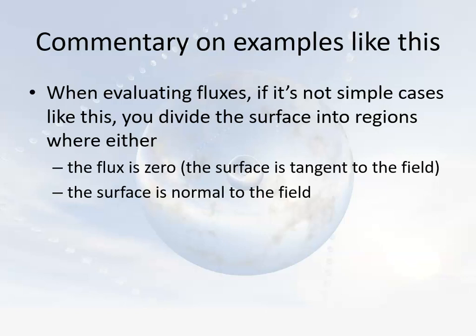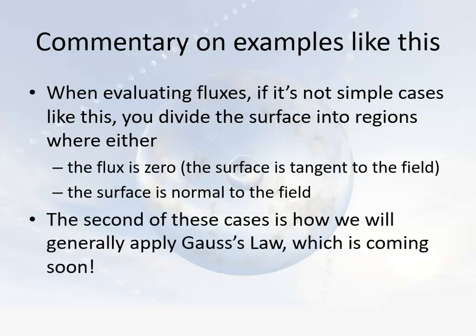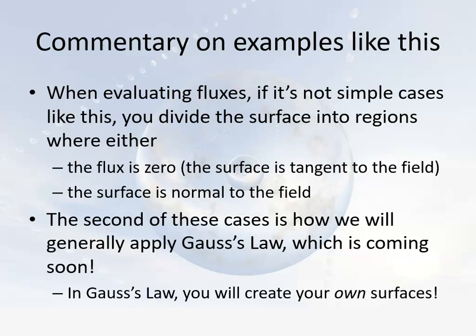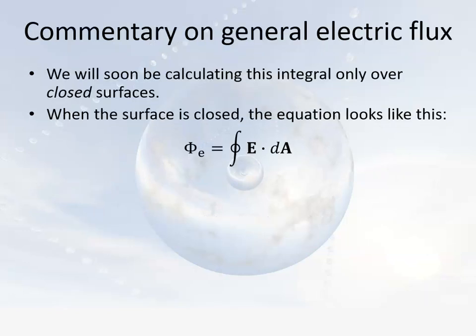If you need to divide them into such regions, then a lot of times you will find it easiest to do so where you make them into regions where the flux is either zero, i.e. the surface is tangent to the electric field. That's going to give you a 90-degree angle in that cosine. Or where the surface is normal to the field, a 0-degree angle in the cosine where you just have an EA. Now, it's the second of these cases to which we're going to apply Gauss's law, which is what this unit is all about. And the thing is, in Gauss's law, you create your own surfaces.